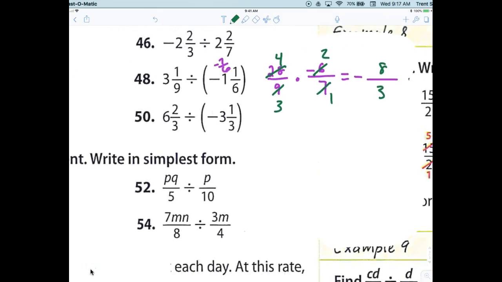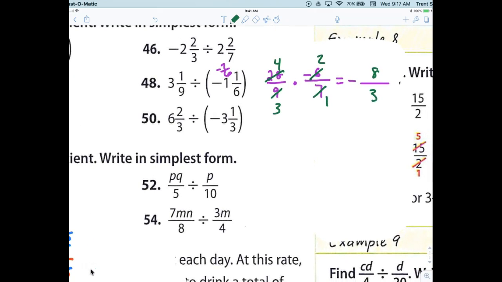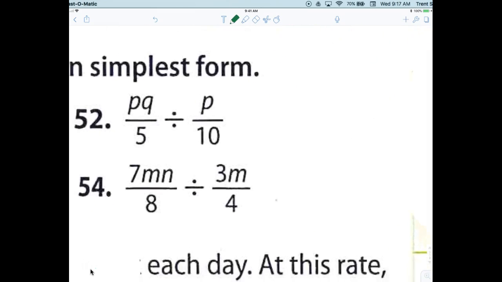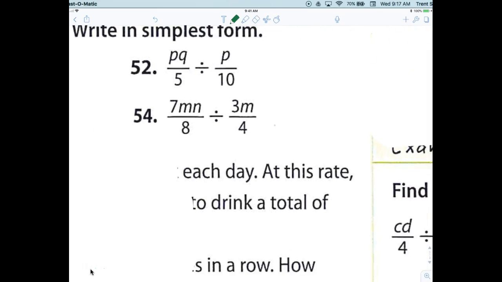All right? Anybody else would like to see a problem? Yes, good. Let's do 52. Good job, kiddo. So here we go.